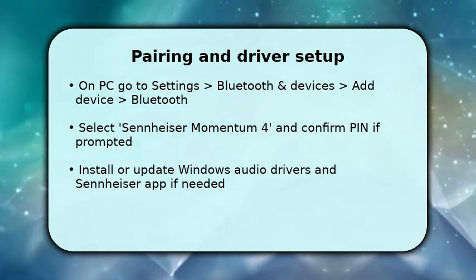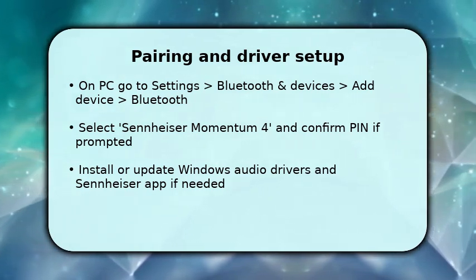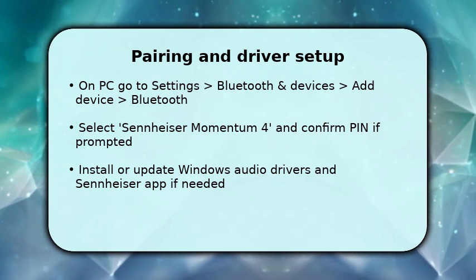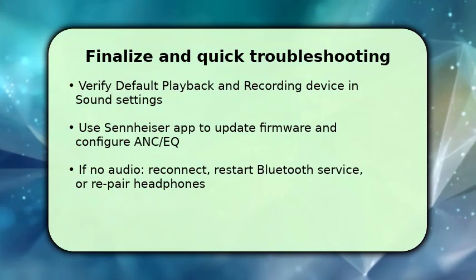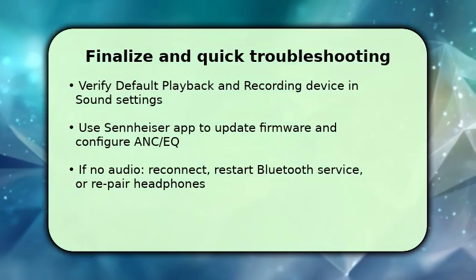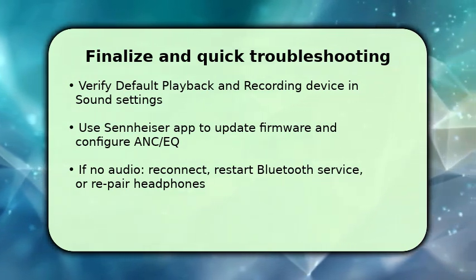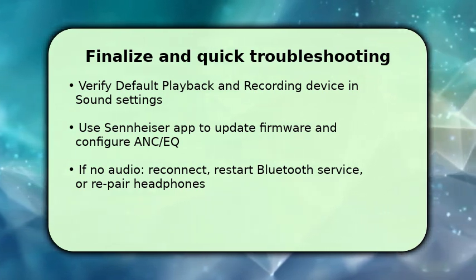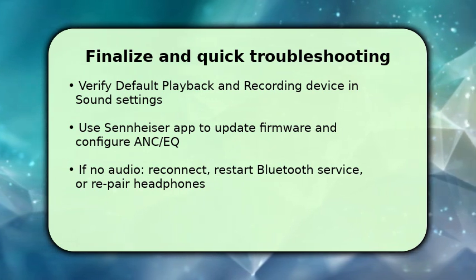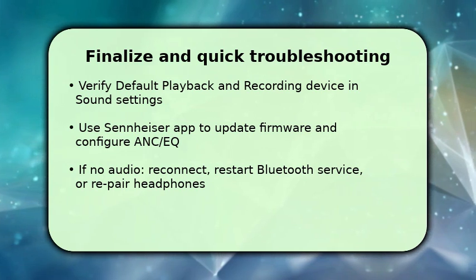If audio features like ANC or firmware control are missing, install or update audio drivers and the Sennheiser Smart Control app so you can access advanced settings. Finish by confirming the Momentum 4 is set as the default playback and recording device in your PC sound settings. Once done, test audio and microphone in a call or media player. Make sure to open the Sennheiser app to update firmware and tune ANC or EQ for the best experience.